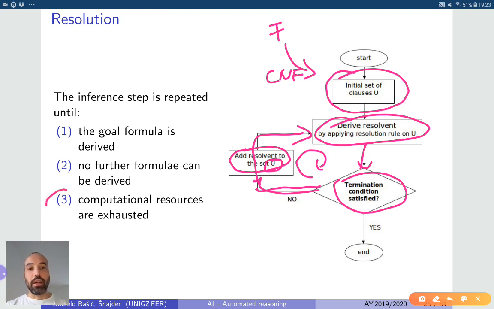In practice, a third thing can happen as well, and that's that I wasn't able to derive what I wanted to derive, but meanwhile I exhausted the computational resources, and then of course you can't go on and the thing breaks down.